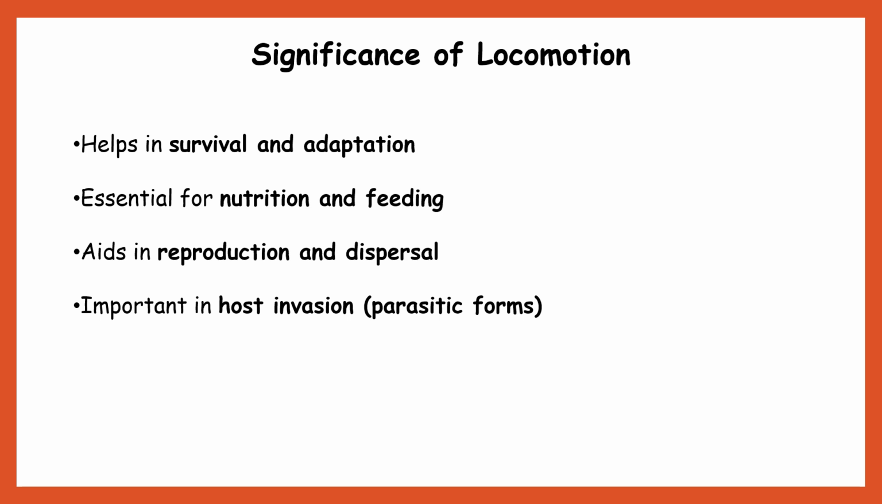Definitely, these locomotory organelles are essential for nutrition and feeding. They also help in reproduction, because they can disperse from one place to another new place. Especially in parasitic forms, if they want to transfer from one host to another host for dispersal, it is very useful. So that is about the significance of locomotion and locomotory organelles.